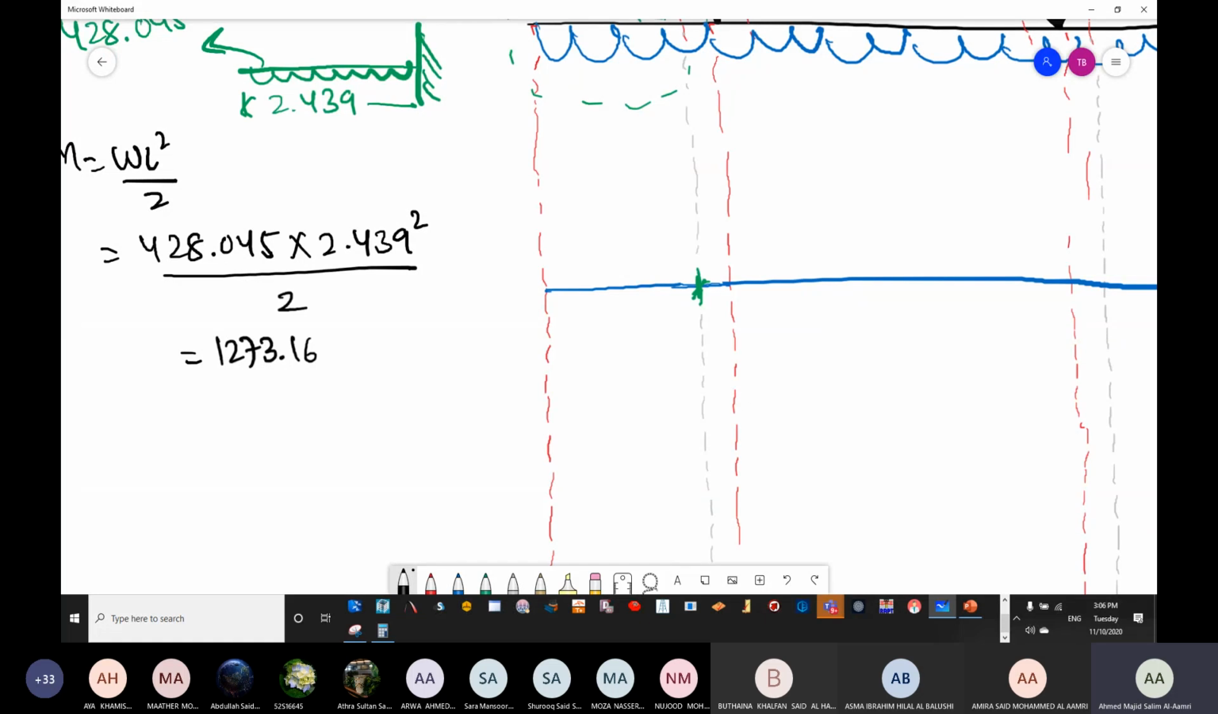Can you repeat it once again, please? Because we can't see the screen at the same time where you explain. Others, can you see the screen while I'm writing?